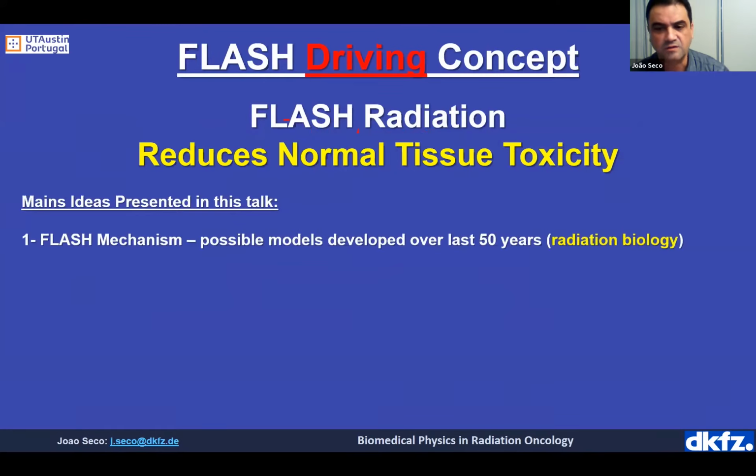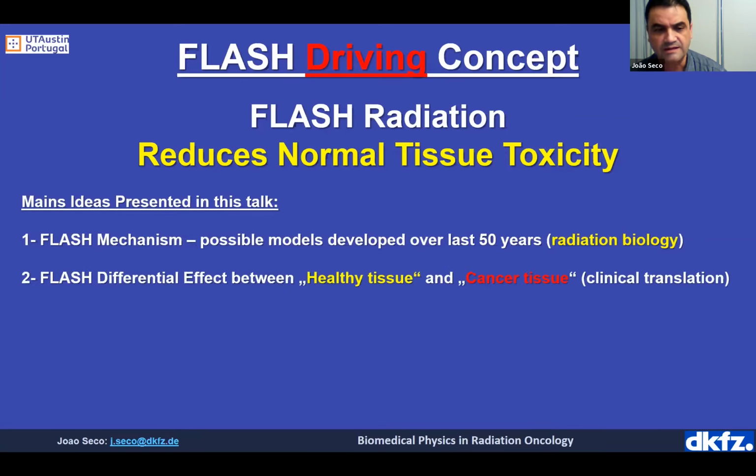All right, so I will mention a few things in my talk which are important. One of them is the so-called FLASH mechanism. So the possible models out there are several that have been developed over the last 50 years. This is more in the domain of radiation biology. It could be interesting for many people that do any form of radiation biology.